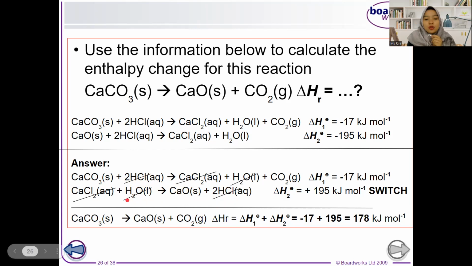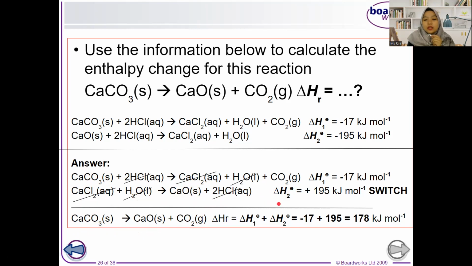And then what else? We also have H2O, the same. Before and after we have one, so no more H2O. So I cancel it. And then CaCl2, also the same. So after I cross out the same substances, we only have CaCO3 as our reactant, and our product is CaO plus CO2. Okay, that's it. That's the reaction.